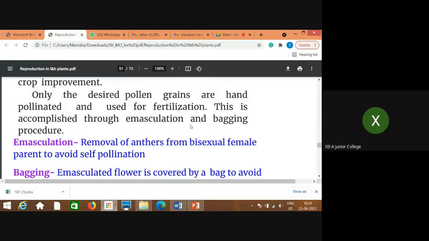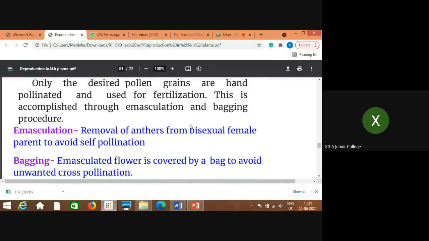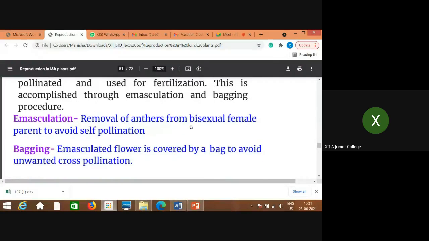Emasculation. Just try to understand it by splitting this word: E means removal, masculine means male. Masculine nature means male nature. What is the male part in the case of a flower? That is the anther, right? So removal of the male part, the anthers, from the bisexual flower of the female plant to avoid self-pollination, that is emasculation. A simple way to remember: E is removal, masculine part means male part, so the male part is removed.